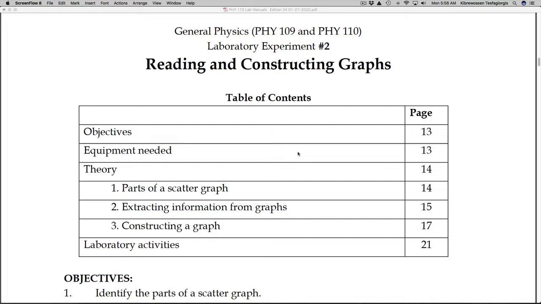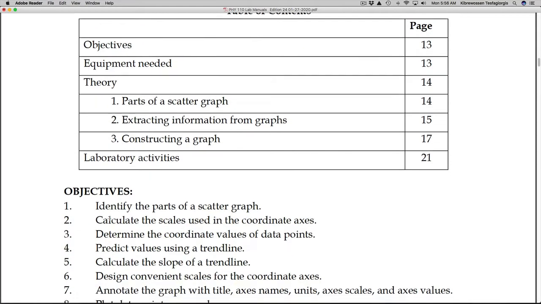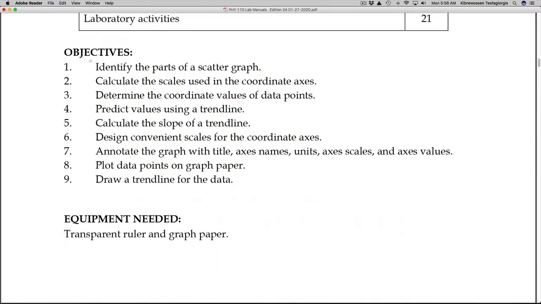So in today's experiment or lab session, some of the objectives that we are intending to cover are the following. So those are the objectives. The first is to identify graphs.